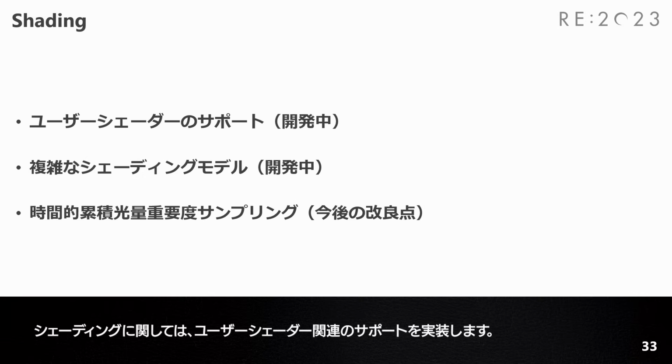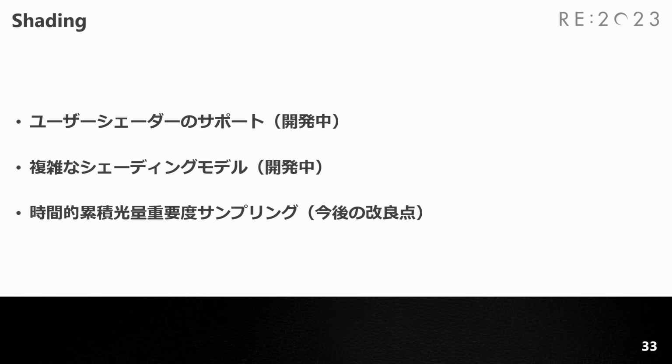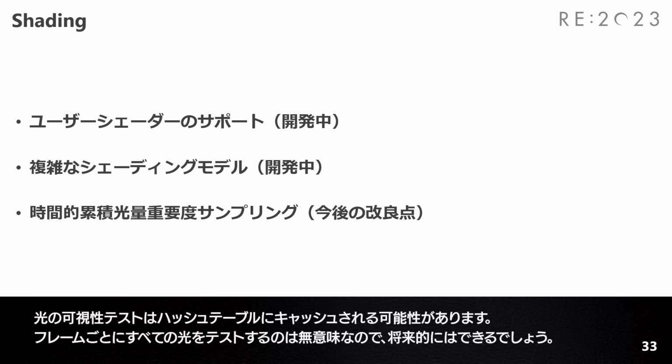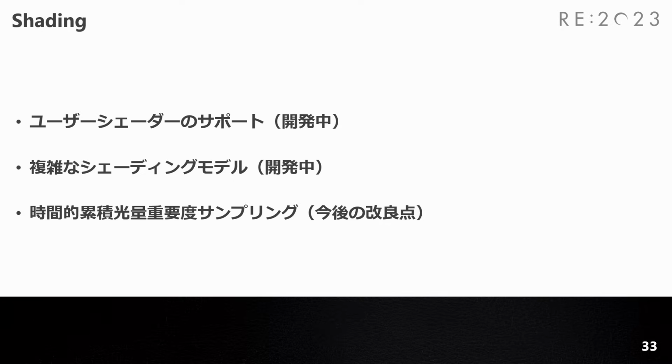For shading, rendering unit members implement user-shared related support. Complicated shading models are also in development. Light visibility tests could be cached to a hash table. It's meaningless to test all the lights for every frame. It could be done in the future.